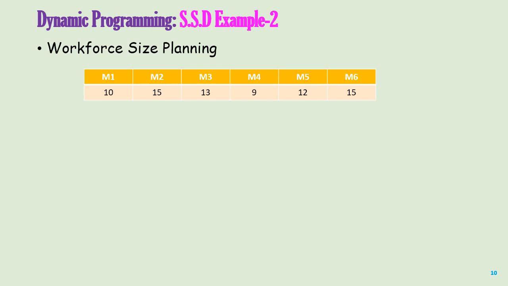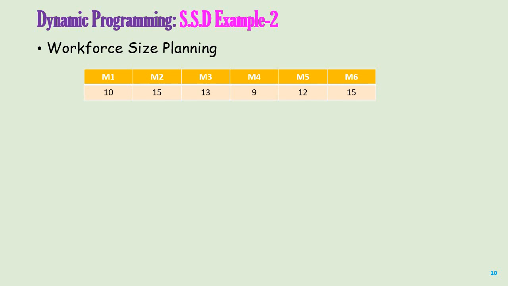Let us see how these three elements can be defined for the workforce size planning problem. Now in this workforce size planning problem, the idea is that you have a contractor or a manager who has a plan for the next 6 months, and based on his plan, he estimated that he needs so many employees in every month. For example, here in month number 1, the contractor needs 10 employees. In month number 2, 15 employees, so on and so forth up to the 6th month.